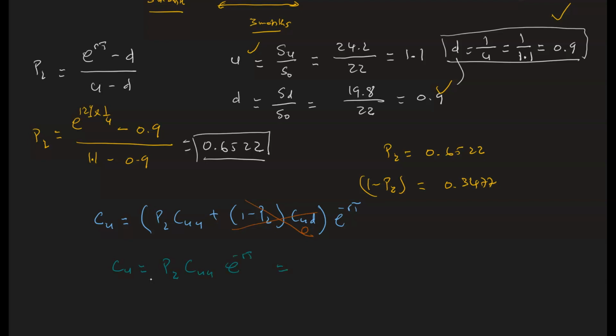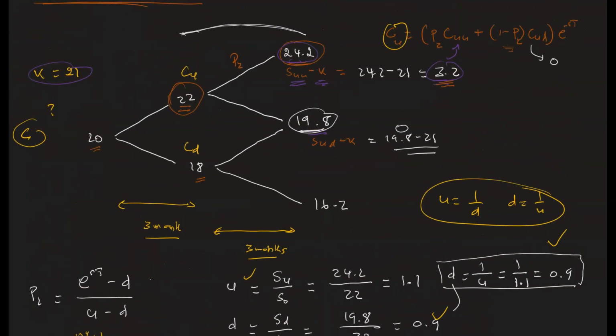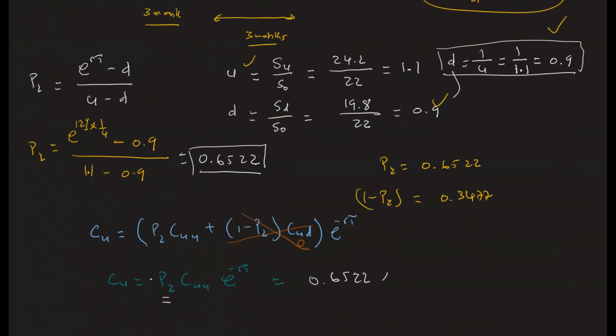So that's going to be equal to P2, which is 0.6522, our probability. Call up we found to be equal to 3.2. So we're going to multiply this by 3.2, and then we take the present value of that, that's exponential of minus 12% divided by 4. That's our present value factor.